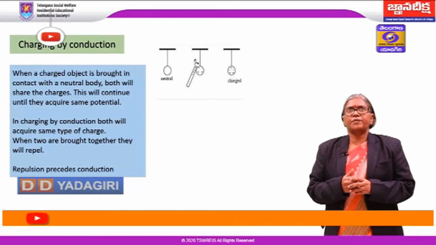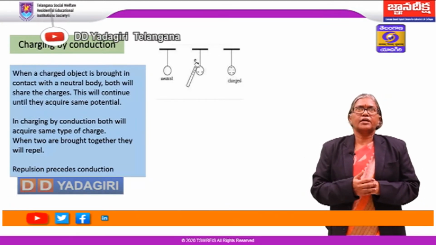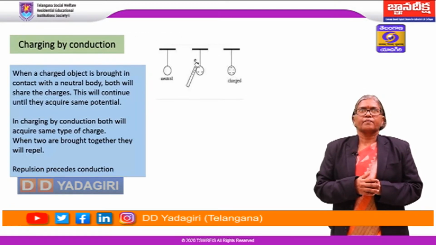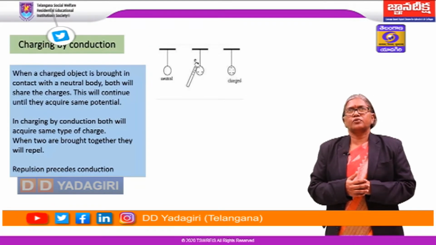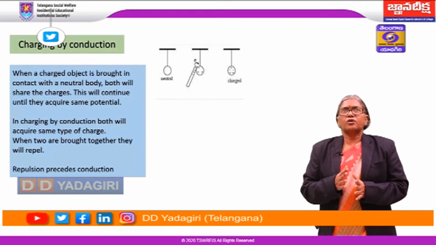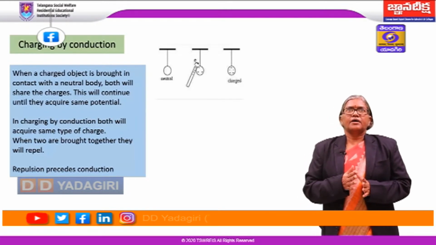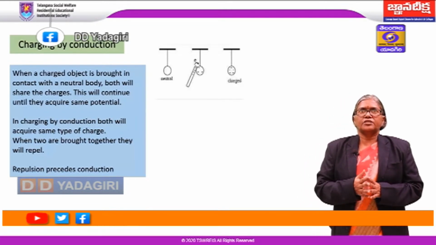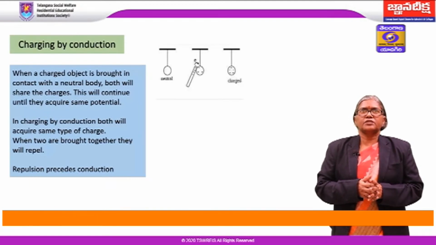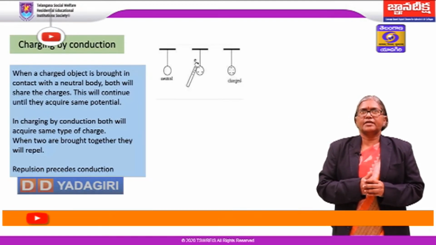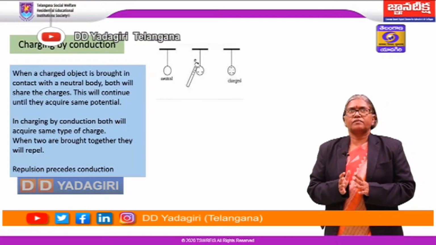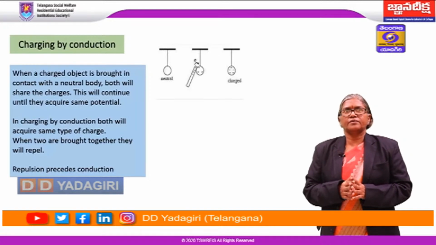If we take rod and sphere as one system, before the conduction process the net charge is the charge on the rod. After the conduction process also, the total charge on rod and sphere is the same. So the charging object, that is the rod, loses some charge to the charged object, that is the sphere. In this process, the charged object, that is the sphere, acquires the same type of charge as that of the charging object, that is the rod.